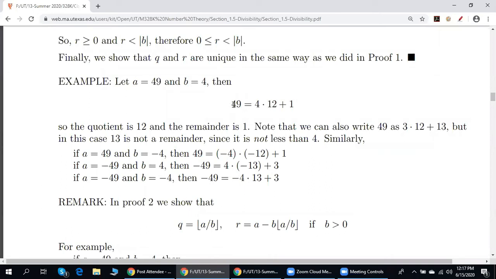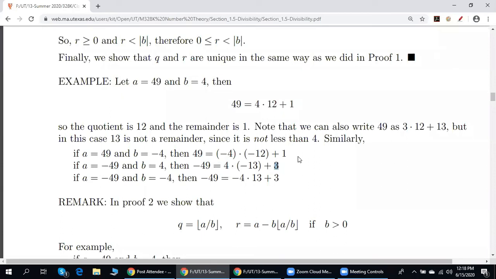If you switch a sign here and or switch a sign here, it does not necessarily mean that as a result we switch a sign here and or we switch a sign here. Compare this and say this. We replace 49 by negative 49. As the result, the remainder is totally different. Instead of 1, we have 3.